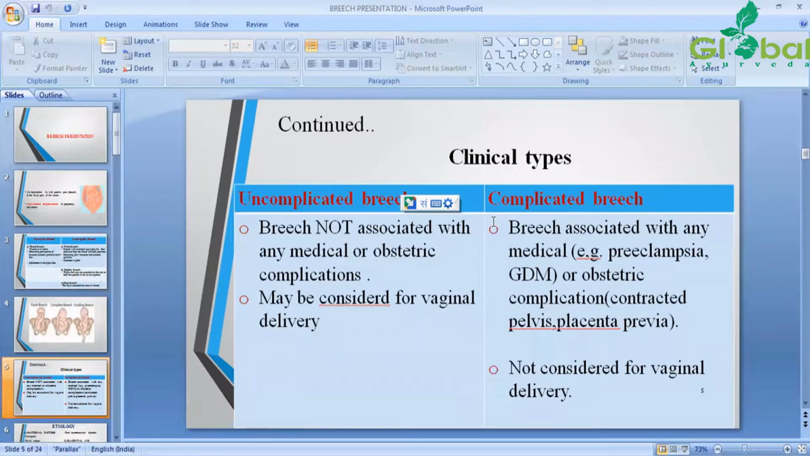Then coming to the next, there is another classification of breech presentation: complicated breech and uncomplicated breech. Complicated breech means breech presentation is complicated with conditions such as DM, placenta previa, contracted pelvis, etc. This cannot be considered for vaginal delivery. Whereas uncomplicated breech means there is no medical or obstetric complication associated, and this may be considered for vaginal delivery.